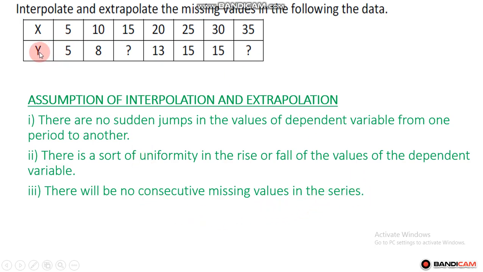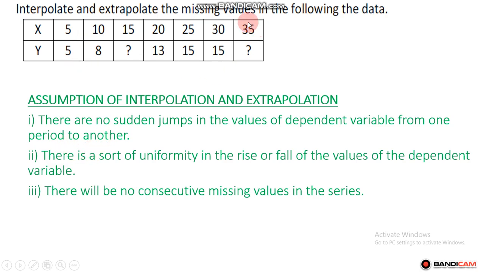The second one, look at the y column, the dependent variable. There is no long gap and there is no sudden jump between the numbers. Look at 5 to 8, 8 to 13, 13 to 15. There is a short distance we are maintaining, a short width from one period to another. That is the dependent variable. That's the second point: there are no sudden jumps in the value of the dependent variable from one period to another.